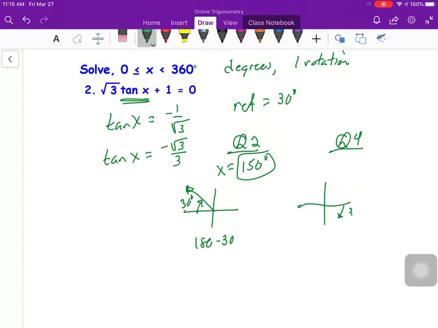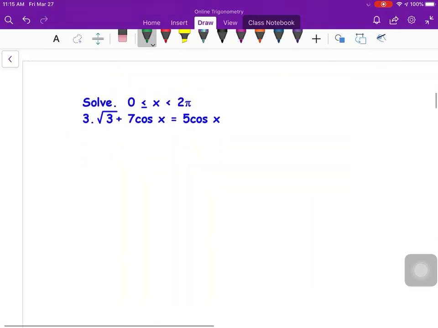Quadrant 4 we haven't yet talked about in our review. We're going 30 degrees down from the x-axis. So really it's a full rotation, 360 minus 30. So in quadrant 4 we end up with 330 degrees. Again, no need to check, no need to not box them or anything like that because we did not square both sides.